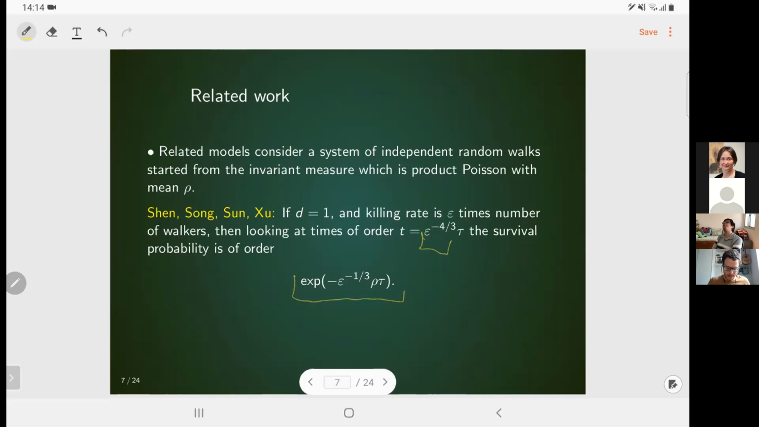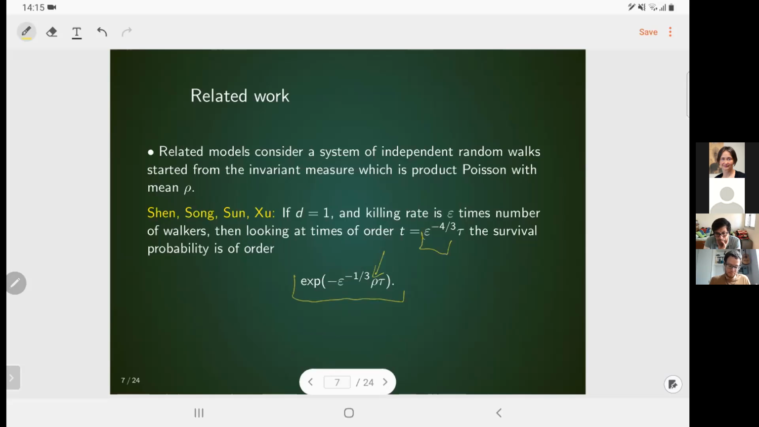Okay. And so one thing to observe here is, first of all, there are really no correction terms. So the survival probability is really of this order up to some kind of random constant. So there are really no lower order terms. And what you will see naturally appearing here is really this constant rho, right? Which is the parameter of the environment.